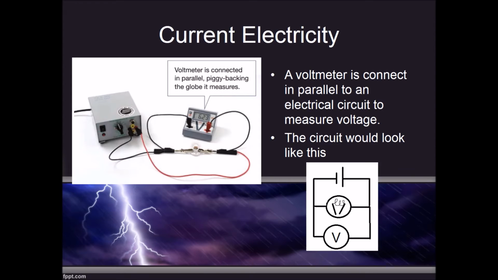And if we're looking at the circuit, it would look like this. Now you can see we don't have one little track going through the light globe and then through the voltmeter and then back to the power supply. We actually see that we've got the voltmeter piggybacked on the circuit where the globe is, and that's how you measure voltage.